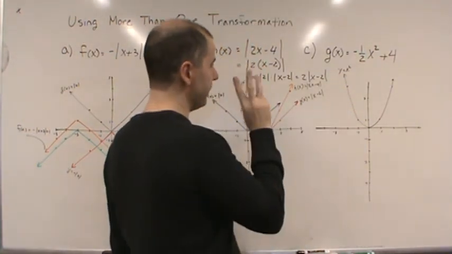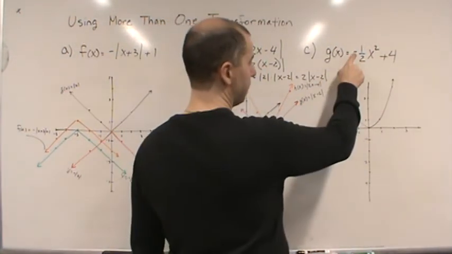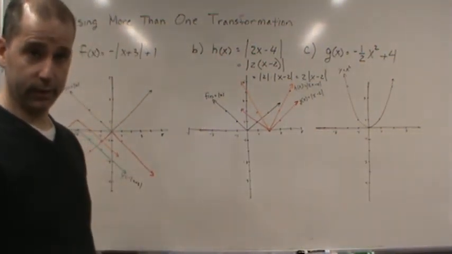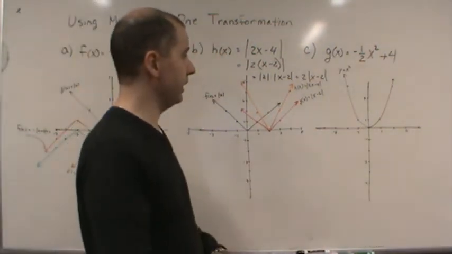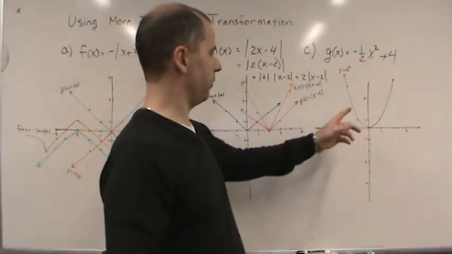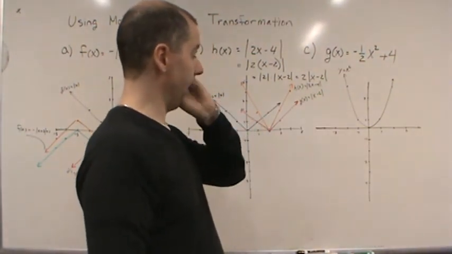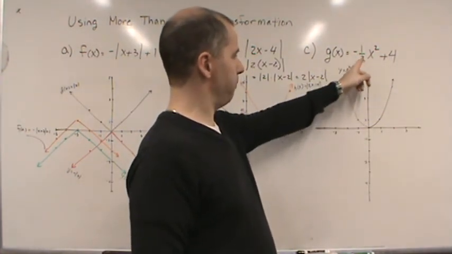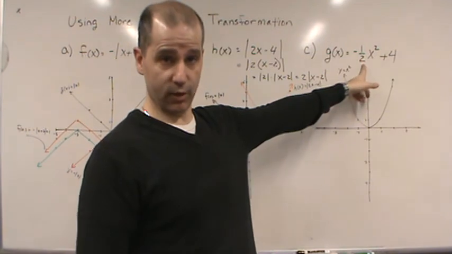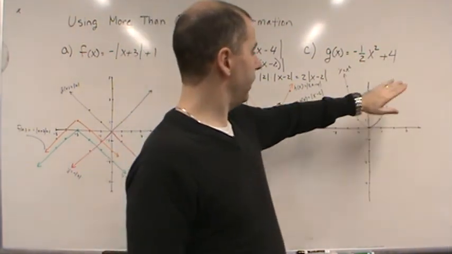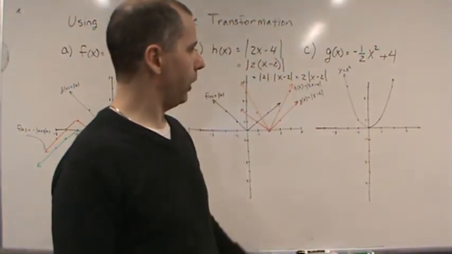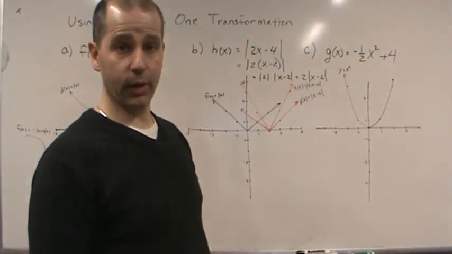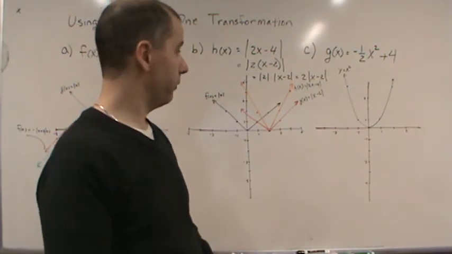Okay? So there's 3 things going on here. We're multiplying by a negative, which means it's going to be a reflection across the x-axis. And then we're also multiplying by a, which is in this case less than 1. And then we're also adding 4 outside the function. So this is going to be a vertical translation. It's going to move up 4 units.